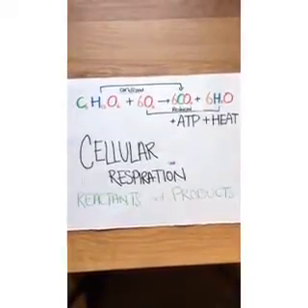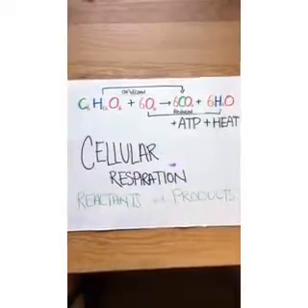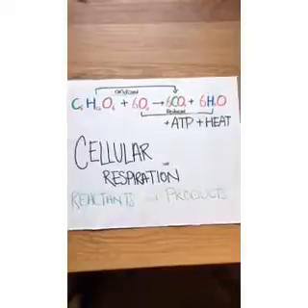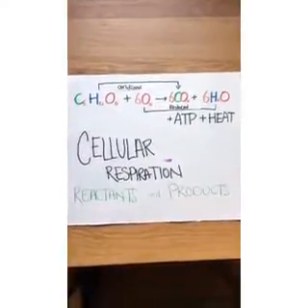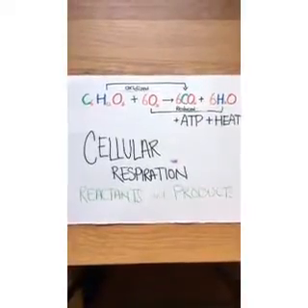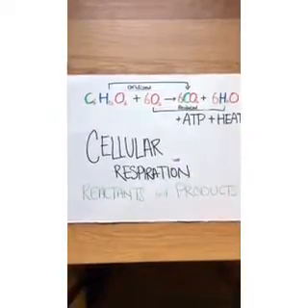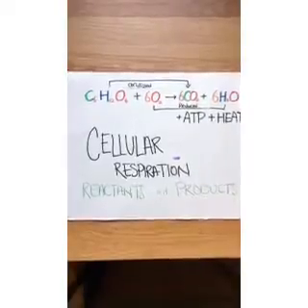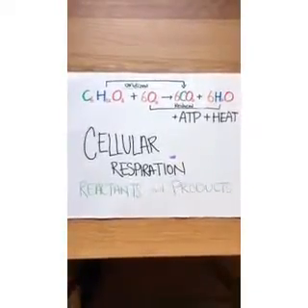Here we have the equation of cellular respiration. C6H12O6 plus 6 O2s is the product of 6 CO2 plus 6 H2O plus ATP plus heat. These are the reactants and the products of cellular respiration. The hydrogen of glucose is oxidized to 6 carbon dioxides, and the oxygen is reduced to 6 H2Os as a product.